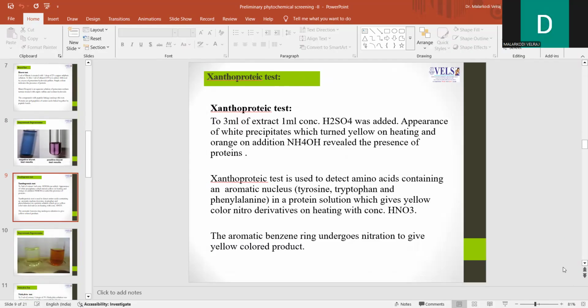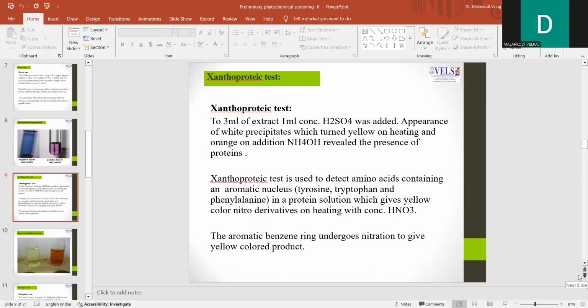Xanthoproteic test. To 3 ml of extract, add 1 ml of concentrated sulfuric acid. A white precipitate is produced, which turns yellow on heating, and orange on adding ammonium hydroxide, revealing the presence of proteins. The xanthoproteic test is used to detect amino acids containing an aromatic nucleus, like tyrosine, tryptophan, and phenylalanine, in a protein solution, which gives yellow nitro derivatives on heating with concentrated nitric acid.